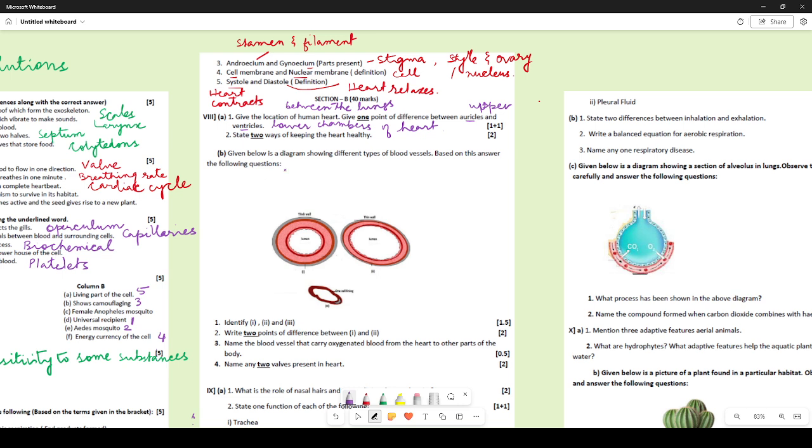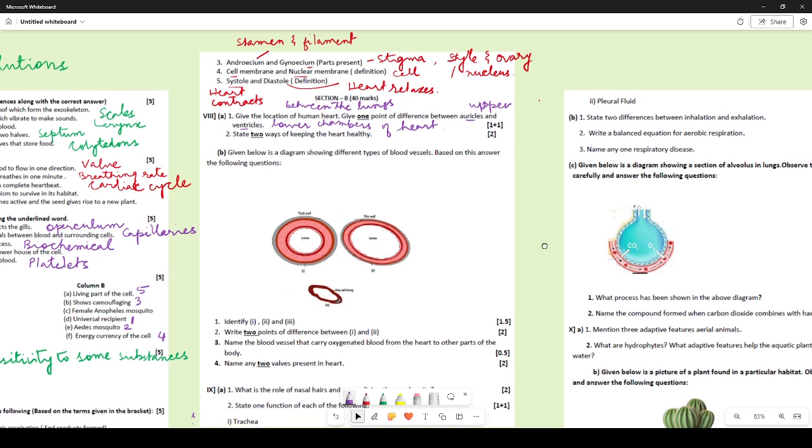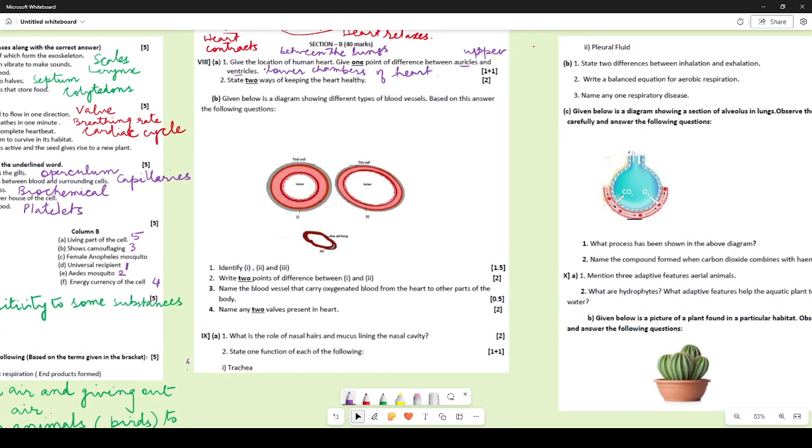Right? Now, let us look at this diagram. Identify 1, 2 and 3. So this is an artery, this is a vein and this is a capillary. Write two points of difference between 1 and 2. How do we distinguish an artery from a vein? Arteries take blood from the heart, right? Veins bring blood to the heart.